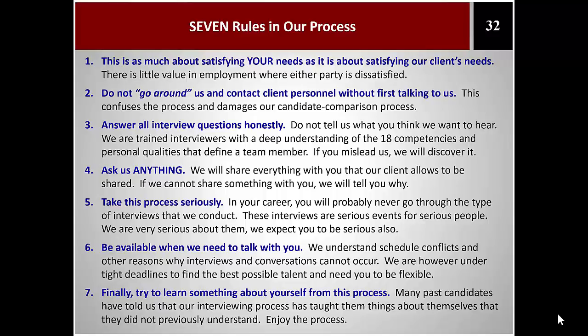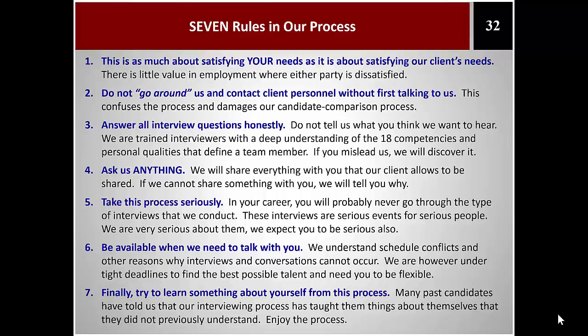Second rule, do not go around us and contact client personnel without talking to us first. This confuses the process and damages our candidate comparison process. It also goes to judgment. We've had candidates who get tired of going through the process and just out of frustration go to the client and say, look, I'm the best thing, I shouldn't have to go through all these processes. And the clients 100% of the time send them away because they say that's just a frustrated, impatient individual. It does those individuals more harm than good.